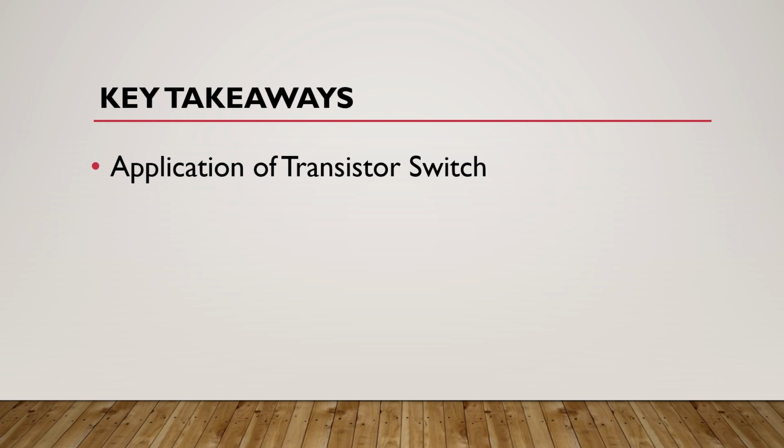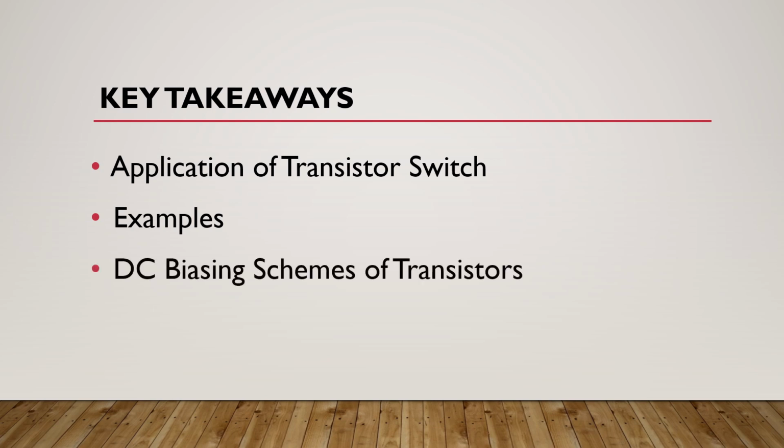That's all for today. Now what are the key takeaways of this lecture? In this lecture you understood the application of a transistor switch, where you studied how a transistor is used to turn an LED on and off. You also solved some examples related to bipolar junction transistors. You also understood DC biasing schemes of transistors.